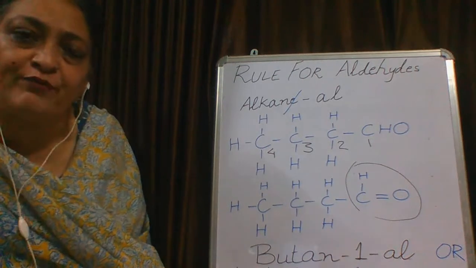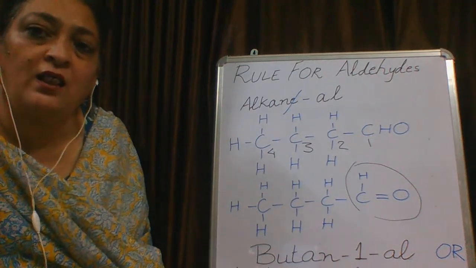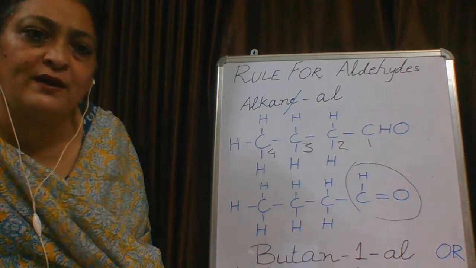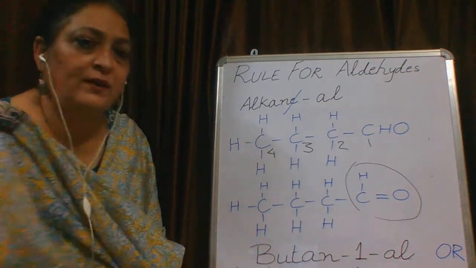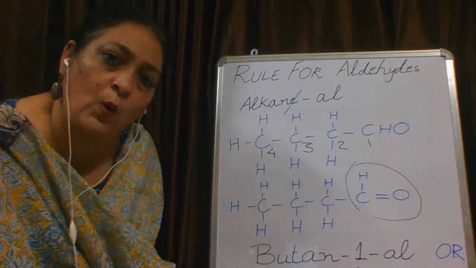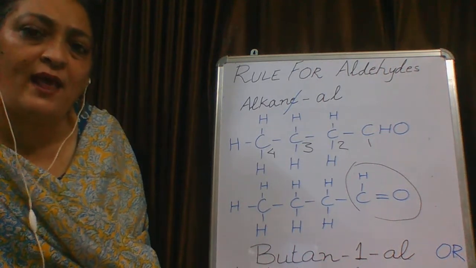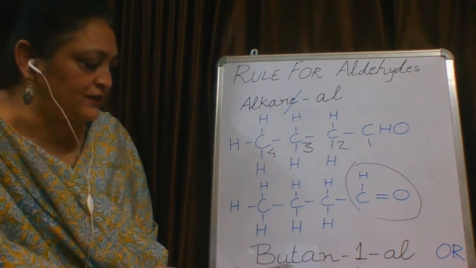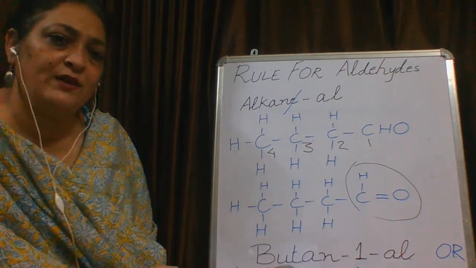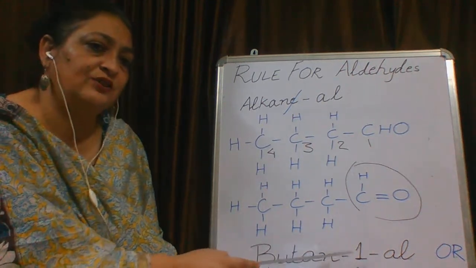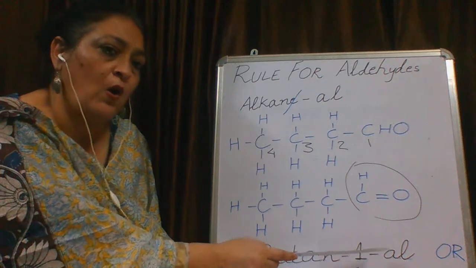Now, what is the suffix for aldehydes? Al, Al. Please be very clear in writing A. Sometimes your A looks like O. So, please be clear that you are writing Al. So, the IUPAC name is butan-1-al.